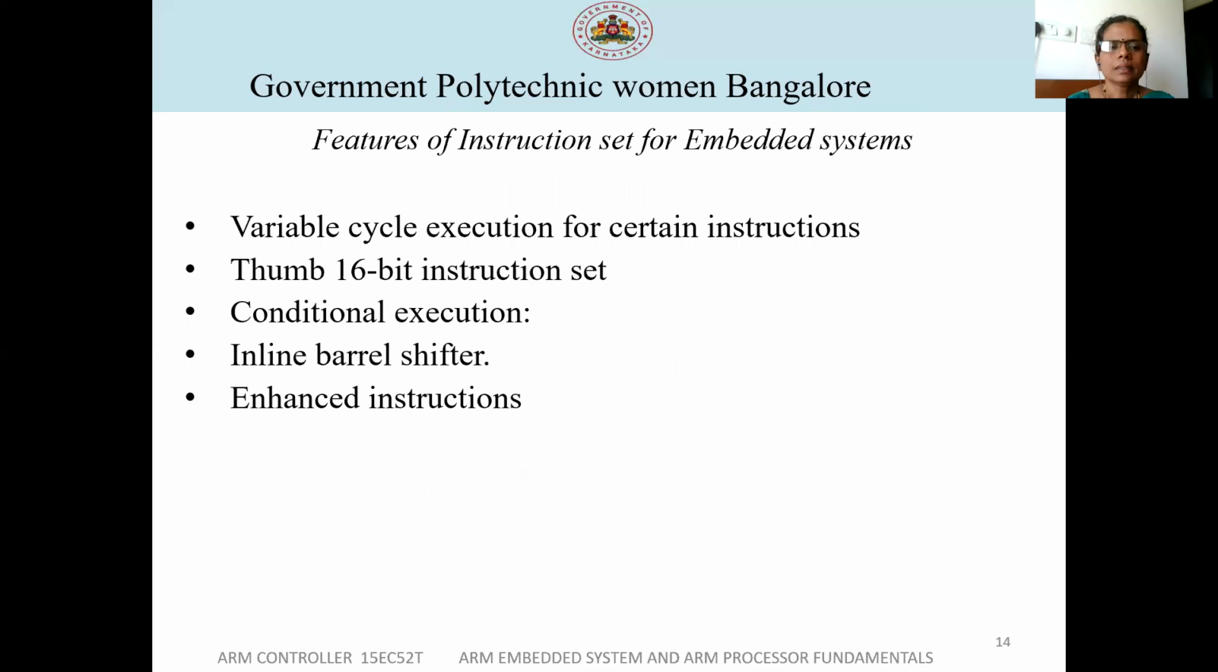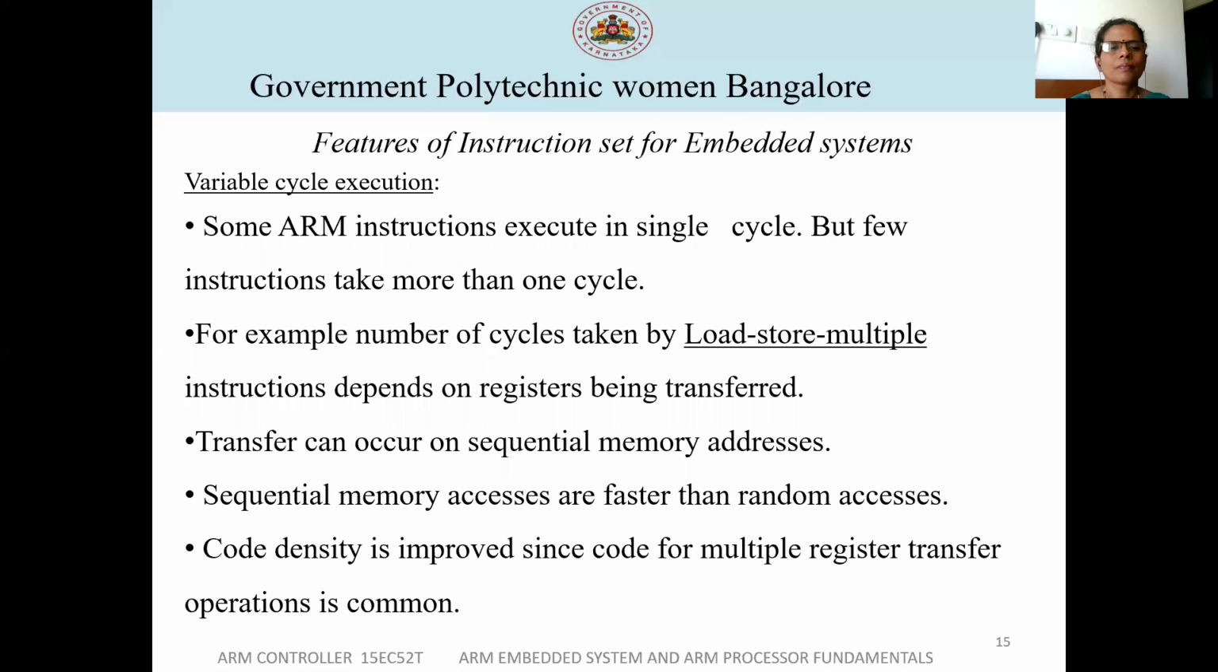Next, we'll study the different features of instruction set for embedded system. The earlier features we studied are on ARM design philosophy. Now these features belong to instruction set. They are listed as variable cycle execution for certain instructions, thumb 16-bit instruction set, conditional execution, inline barrel shifter, enhanced instructions. So what is variable cycle execution?